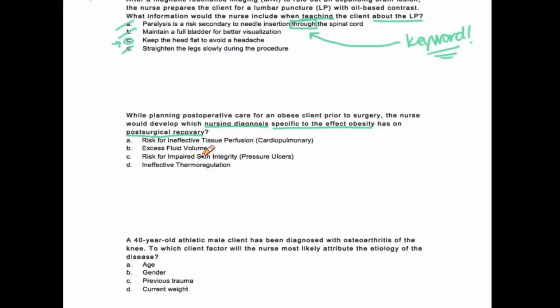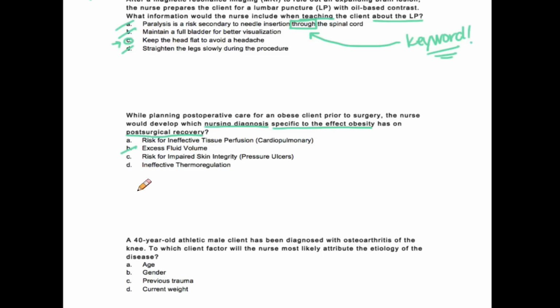I have excess fluid volume, risk for impaired skin integrity, pressure ulcers. And D, ineffective thermoregulation. So first thing, what can we get rid of? Always try to get rid of the things first that you don't need. So excess fluid volume, I'm looking at this and I think this has really nothing to do with anything, right?